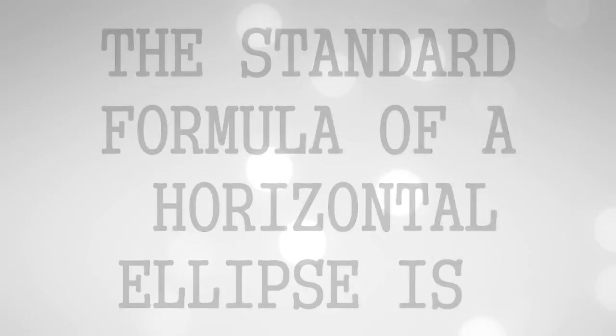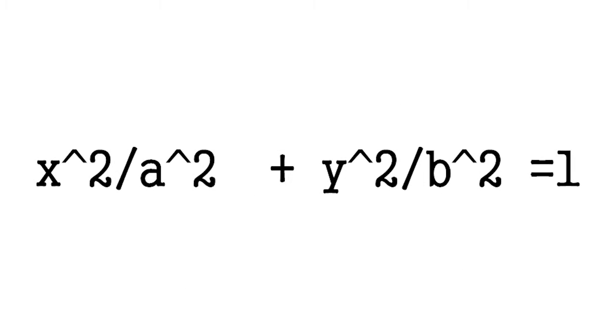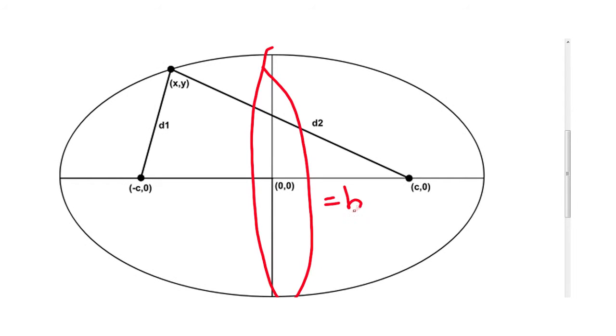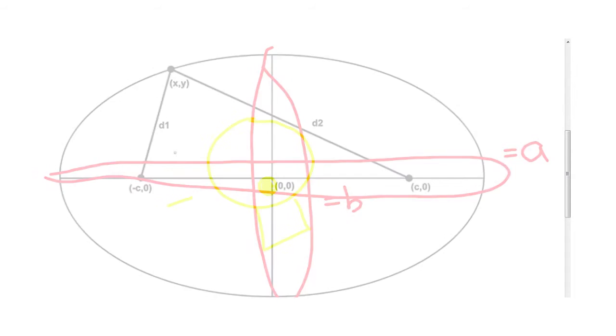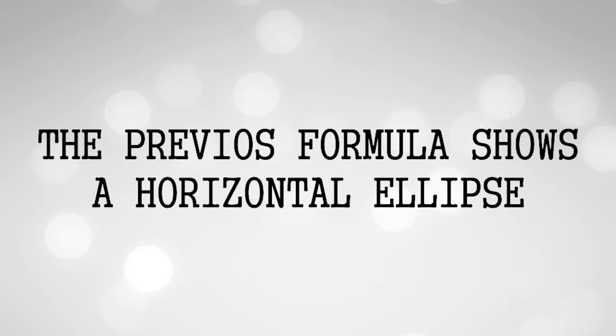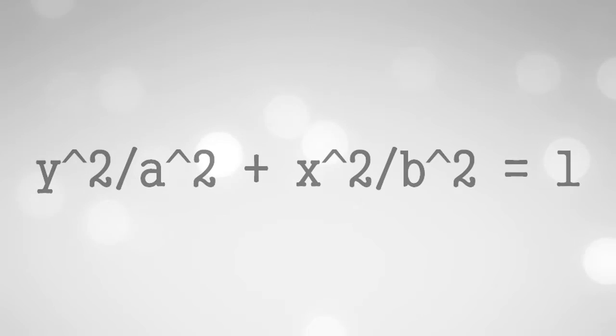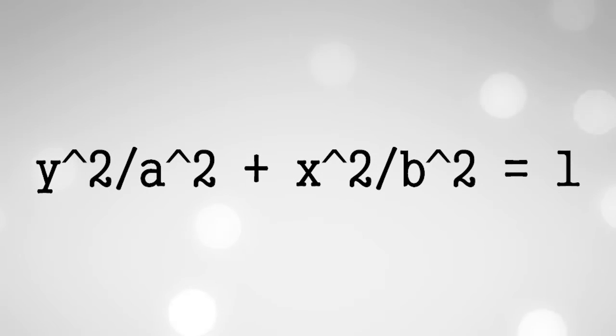The standard formula of an ellipse is given by x squared over a squared plus y squared over b squared is equal to 1, where a is the major axis and b is the minor axis. And remember that the major axis of the ellipse is always longer than its minor axis. The previous formula shows a horizontal ellipse, and the following shows a vertical ellipse, where y squared over a squared plus x squared over b squared is equal to 1.